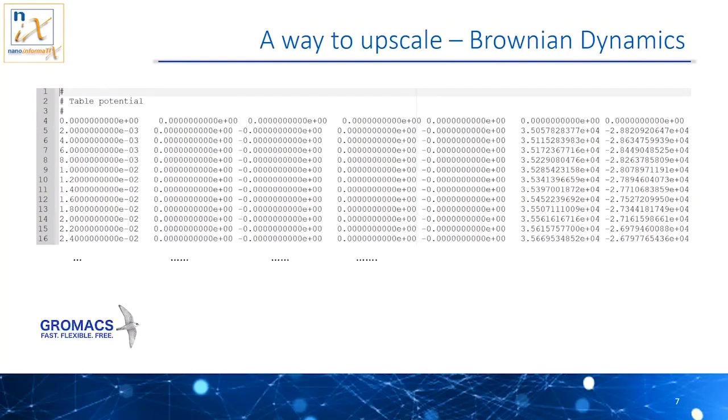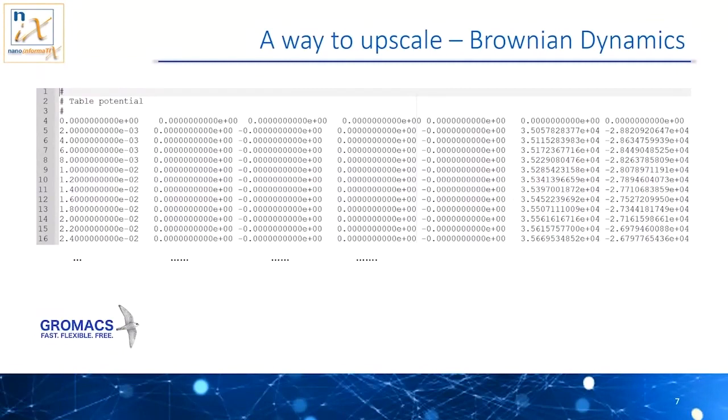So GROMACS 2019 software allows specifying a custom potential, but unfortunately the newest version doesn't support it. But the GROMACS support says that this will be implemented again in future versions. The way to use a custom potential is to provide as an input a table like this one in this slide, which is obviously truncated.